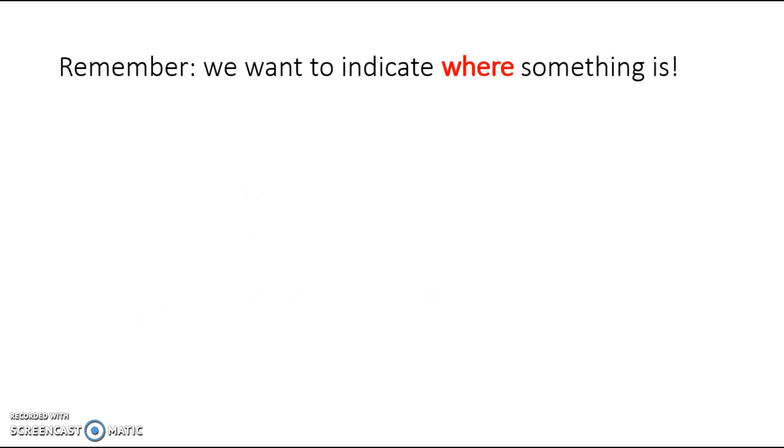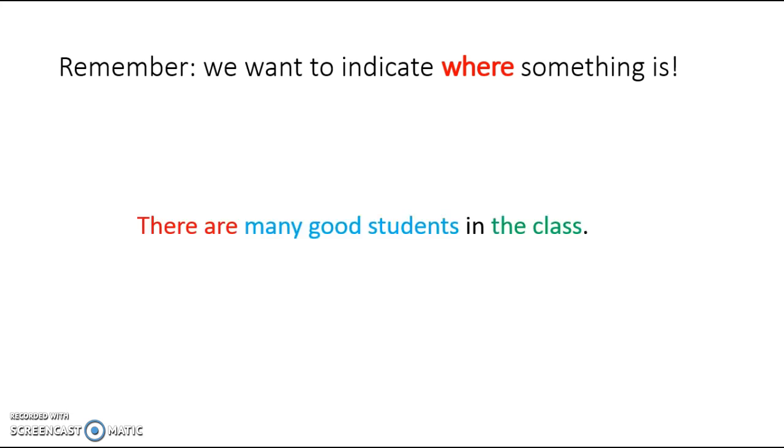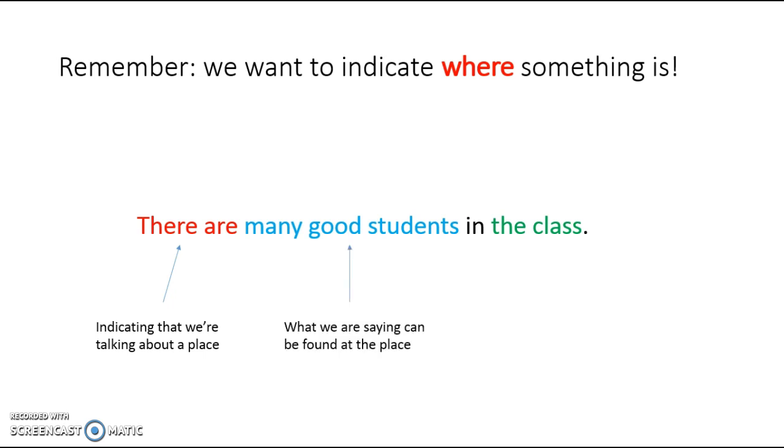Remember, we want to indicate where something is. In this case, there are many good students in the class. We can divide this sentence into multiple parts. The first one, "there are," is indicating that we are talking about a place. We are telling the reader that we are now going to tell them about a there, a place. Many good students is our noun.